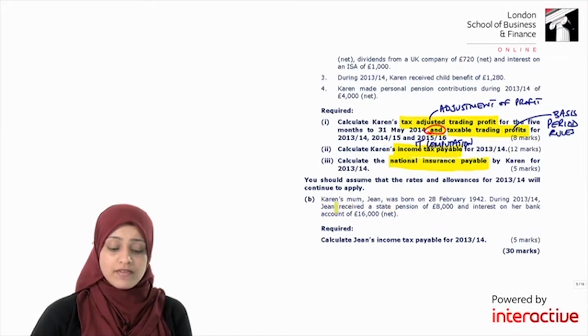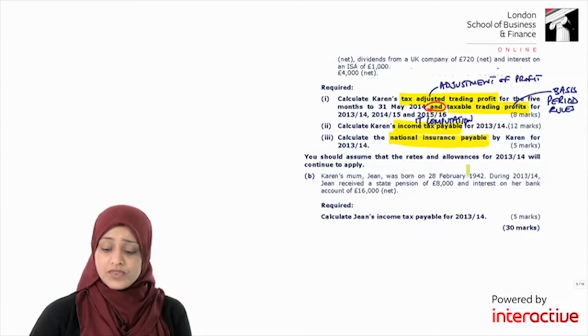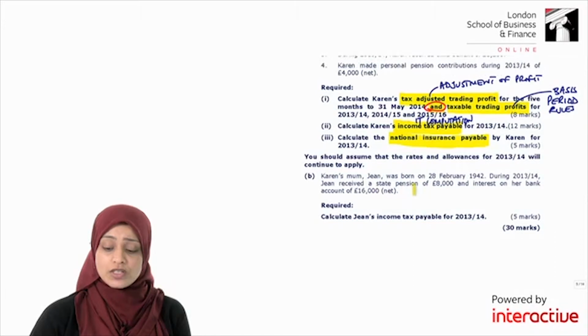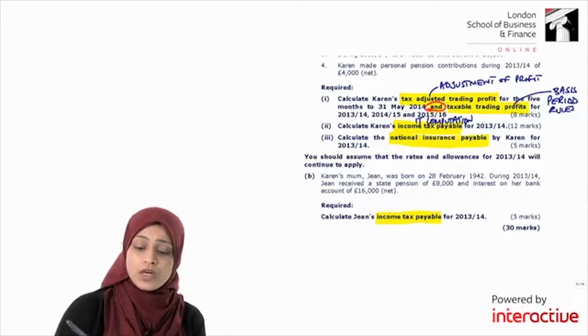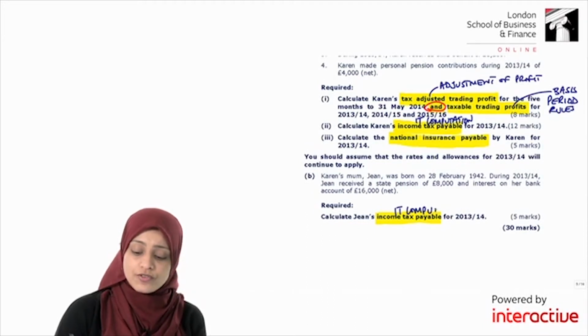And then we are told Karen's mum, Jean, was born on the 28th of February 1942. She's received some state pension and she's got some interest, and we need to calculate the income tax that is payable. This means we need to calculate the income tax computation for Jean.